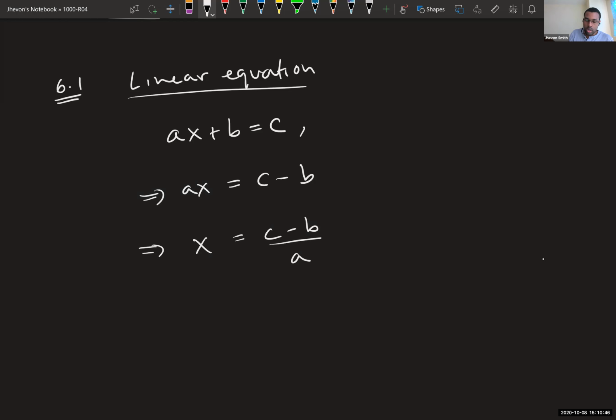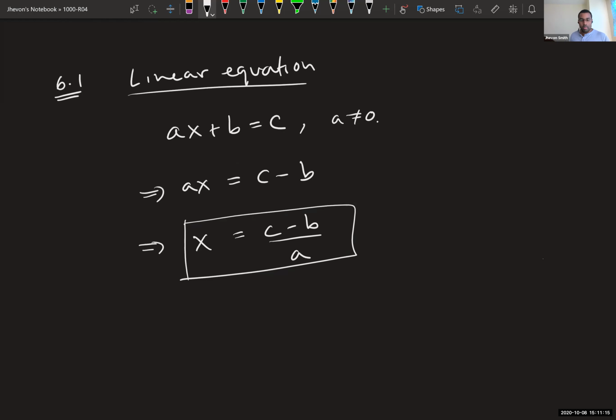And of course, here we're assuming that a is not equal to 0, because otherwise you wouldn't even have the variable x to solve for in the first place. So your a would have to not be 0. So all linear equations are pretty nice. The thing is, when you have a nonlinear equation, it gets a little bit sketchier. The ideal goal would be to reduce a nonlinear equation to a bunch of linear equations.